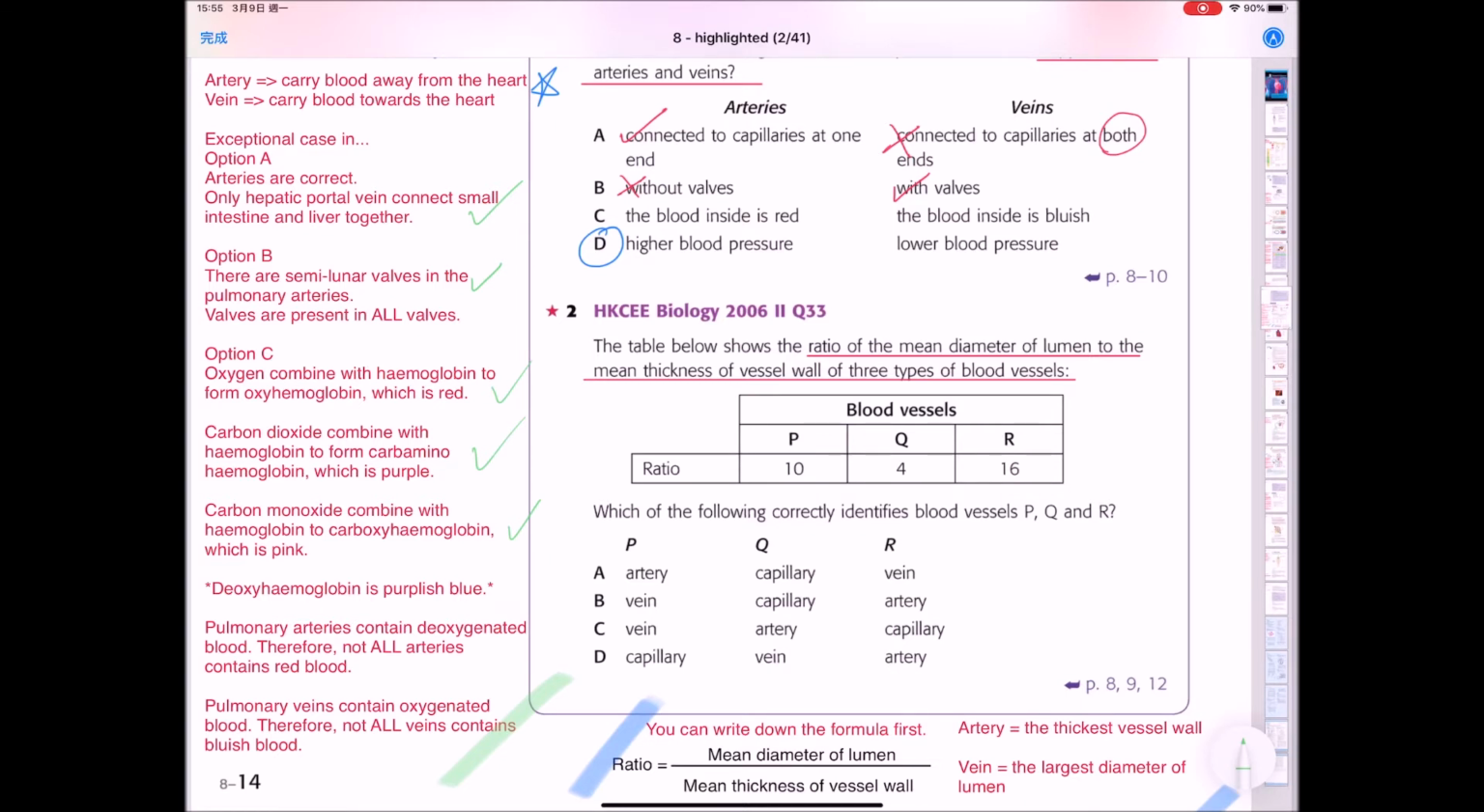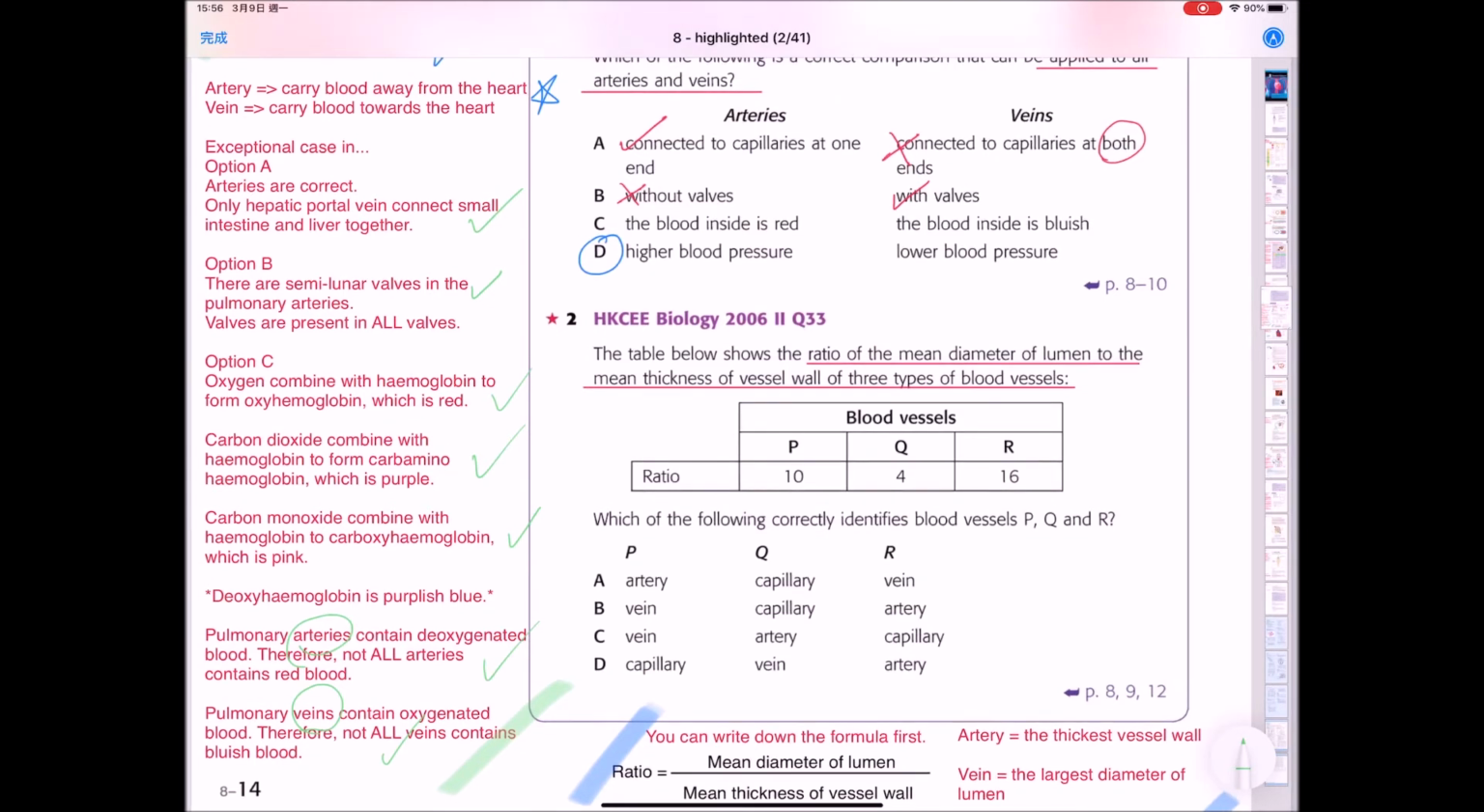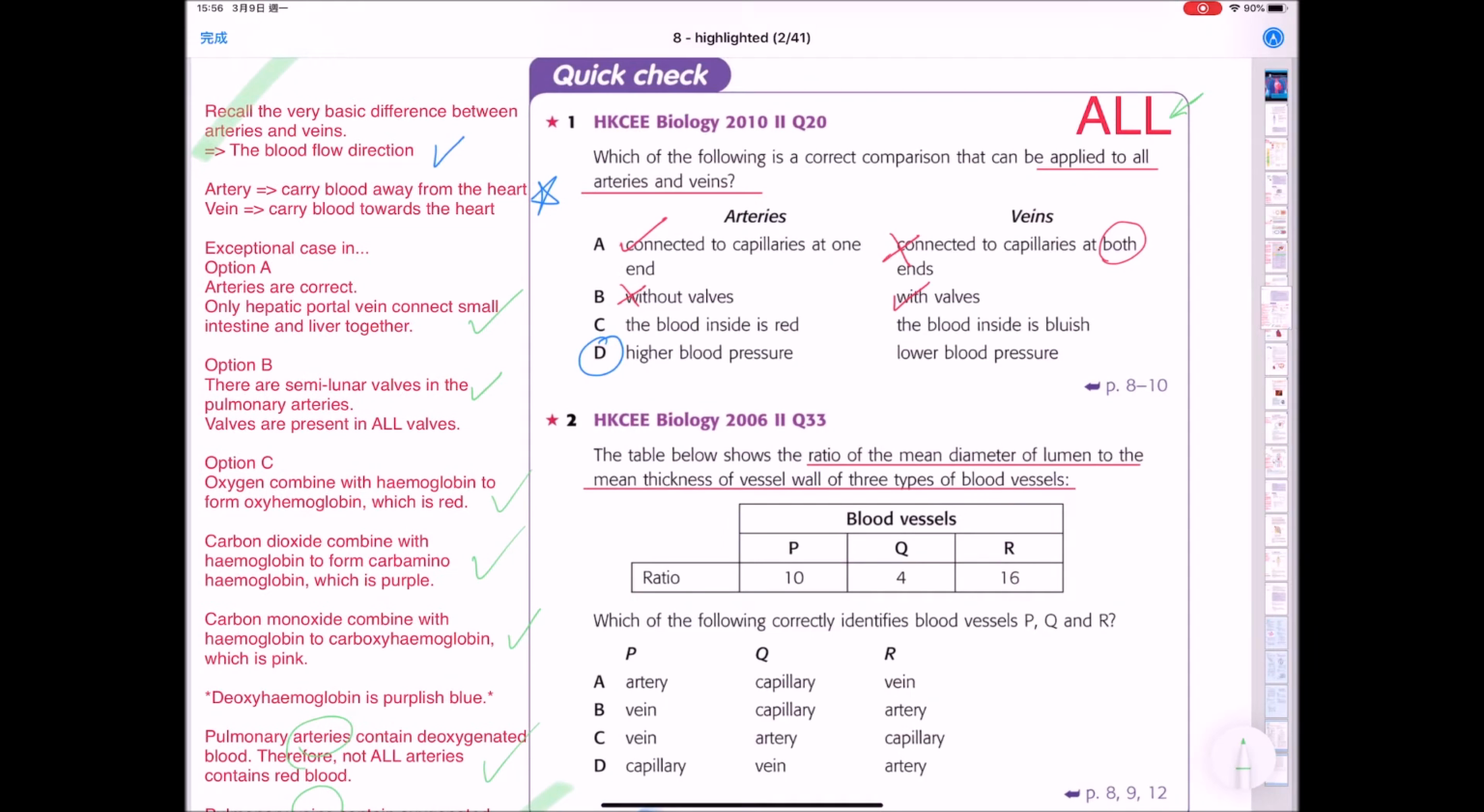So that's why the pulmonary artery contains the deoxygenated blood. That's why in this artery, the blood is not red. The blood may be purplish blue or maybe even purple. And then the pulmonary vein is the vein containing the oxygenated blood. So that's why in the pulmonary vein, it should contain blood of red color. So for these two exceptional cases, we know that this comparison is not correct for all cases.